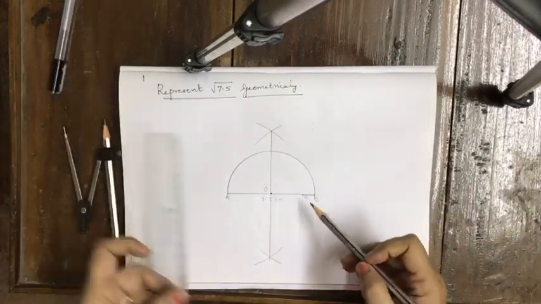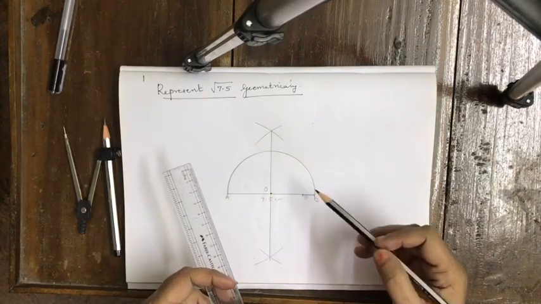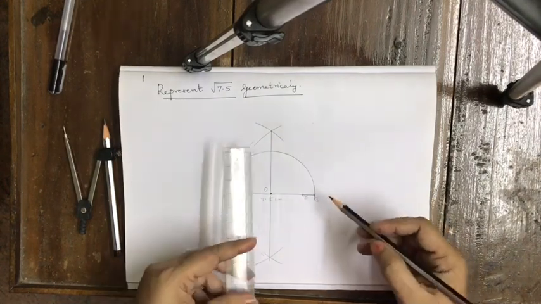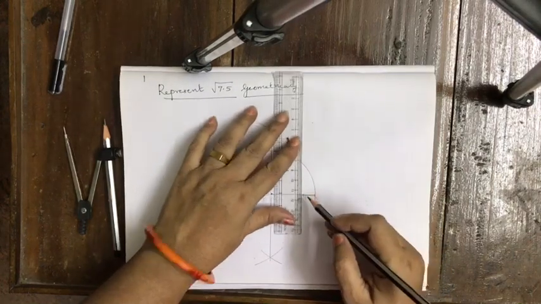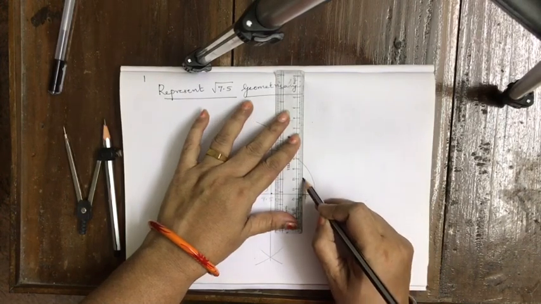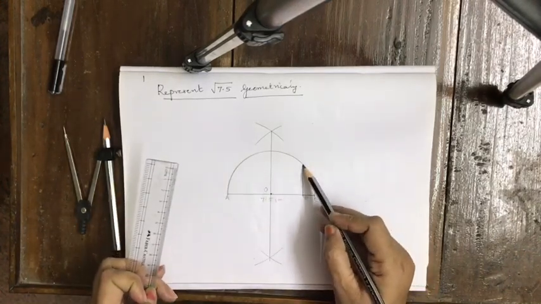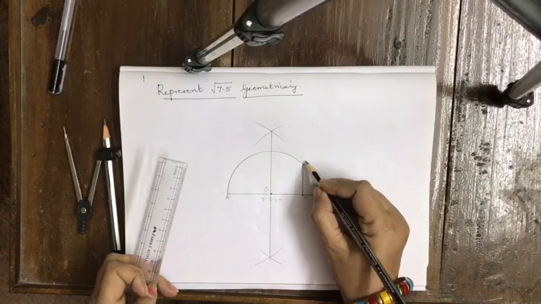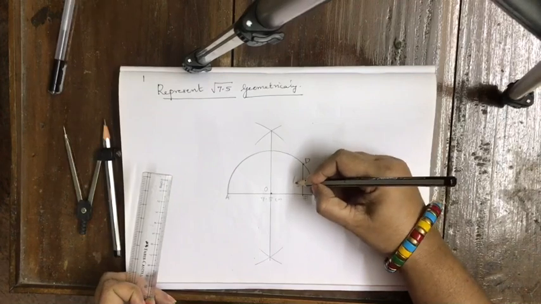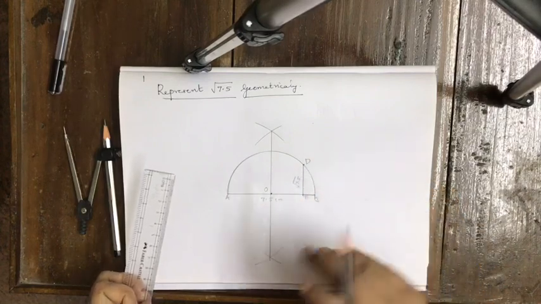Now from B, you are going to draw a perpendicular to AC such that the perpendicular will meet this semicircle. For that we are not going to do any construction. Using a ruler, you draw a perpendicular from B to AC such that it meets the semicircle at this particular point. You mark this point as D. Now BD will give you the measure of root 7.5. So this measurement is actually root 7.5.